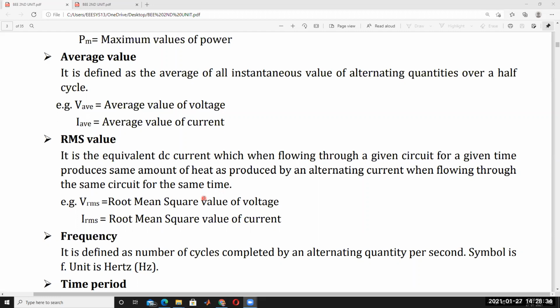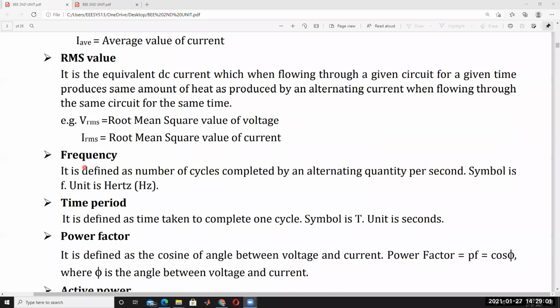Generally it's represented by VRMS for voltage and IRMS for current. RMS is nothing but root mean square value of voltage, VRMS. IRMS is nothing but root mean square value of current. It's called VRMS and IRMS. Understood? Then frequency.